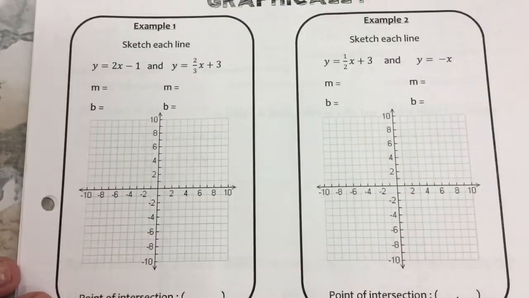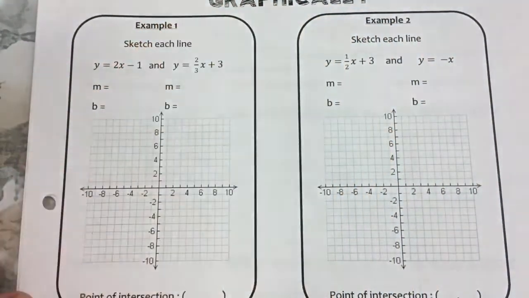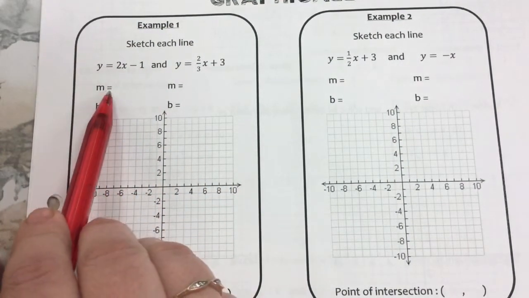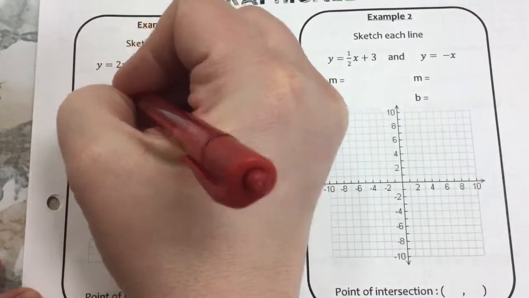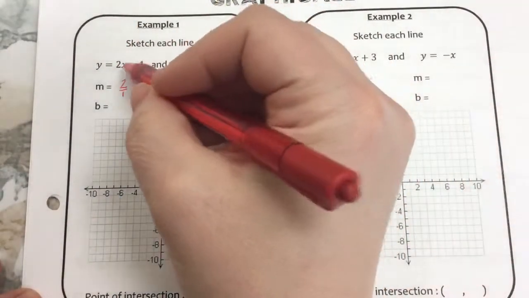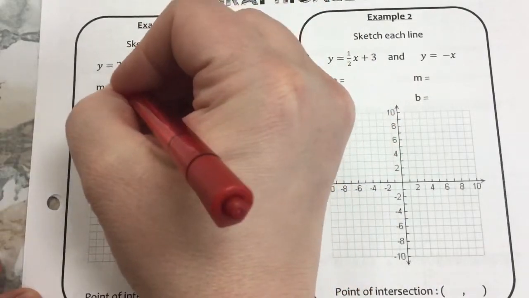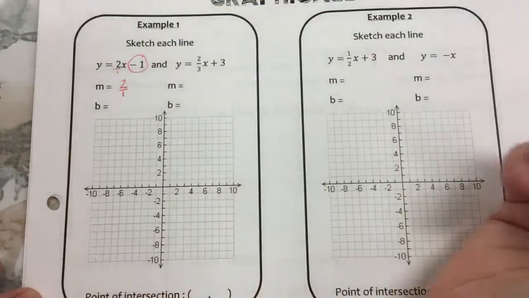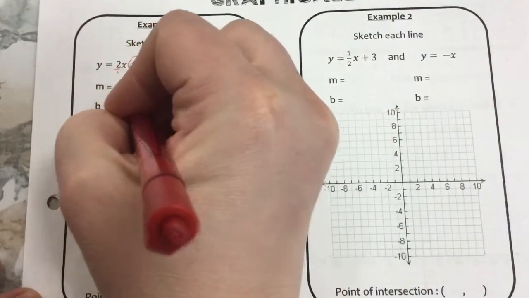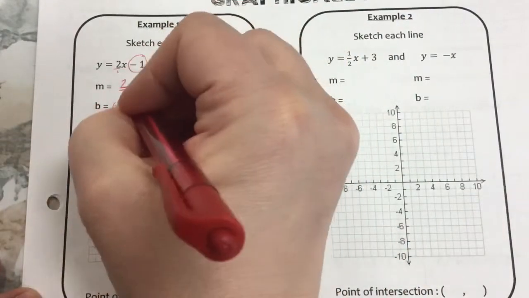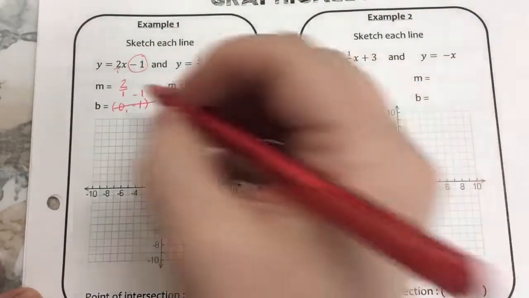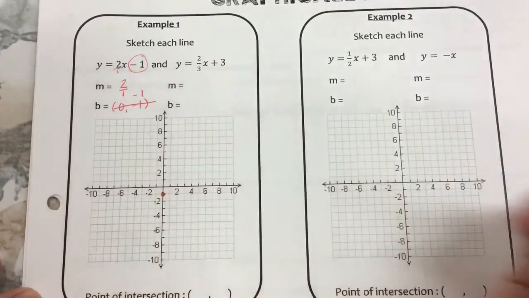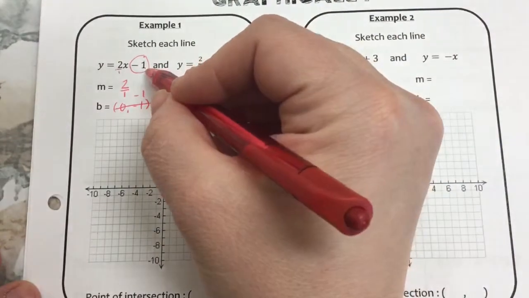All right, so in example 1, we're given the equations in the form of y equals mx plus b, where m is the slope, so that would be 2 over 1, and you always find it in front of the x, because 2 is actually 2 over 1. And b is the second part of the equation, which is right here. So that would be 0, negative 1. That is your b, or if you want, you can just put minus 1. Okay, so b is your starting point. So you're going to start at negative 1. It's always on the y, because this is your y-intercept.